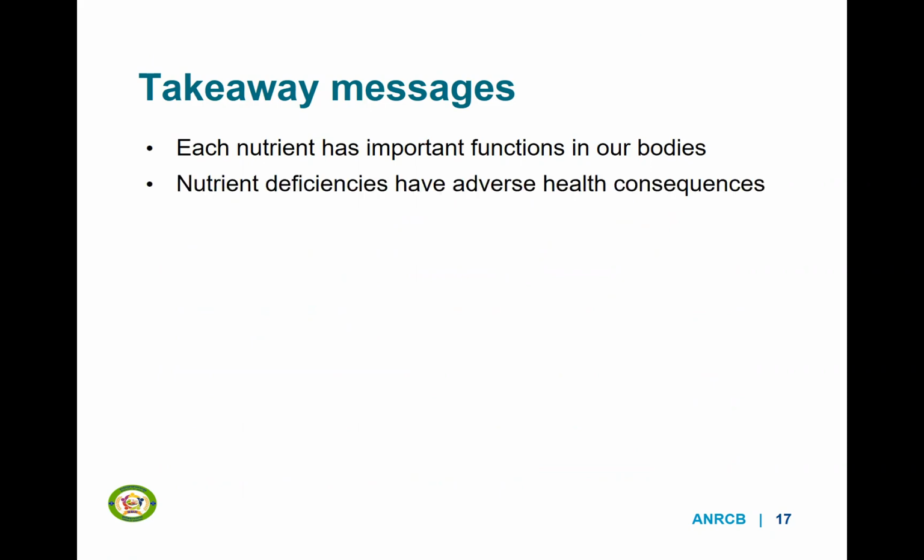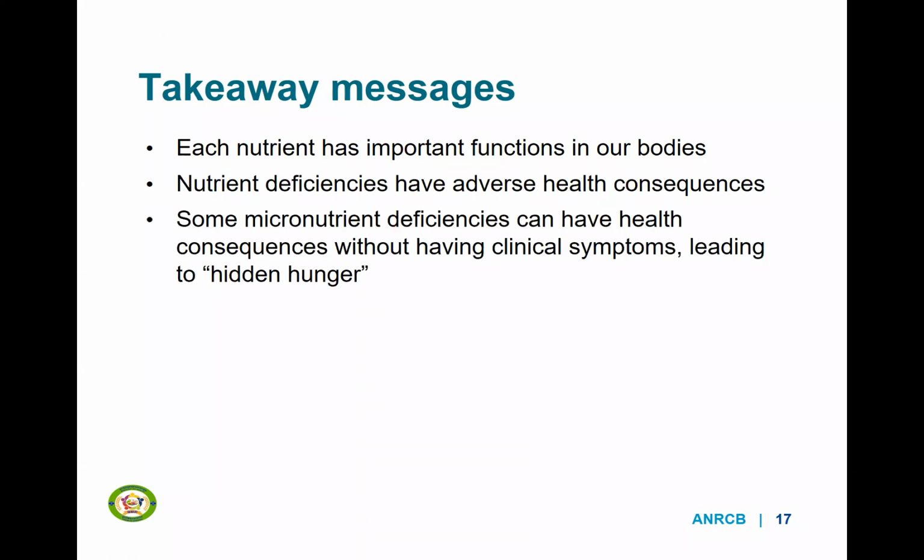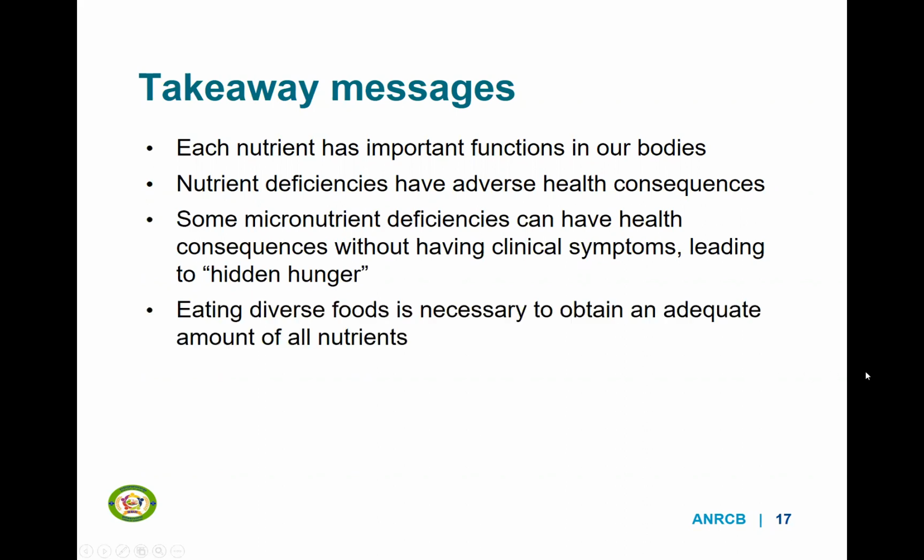So in summary, what we see is that there are many nutrients, different kinds. They all have important functions, and that's why they're essential. Lacking them can lead to a wide range of health consequences. Sometimes the health consequences are not visible or easily detected, and that leads to deficiencies that we call hidden hunger. Ultimately the best strategy is to have a diverse and balanced diet so that every person can have adequate amounts of all nutrients.